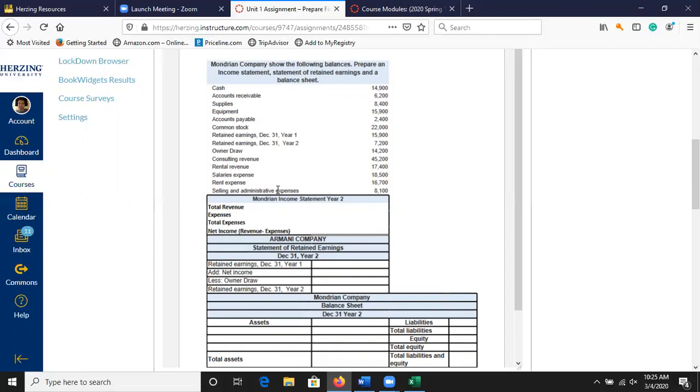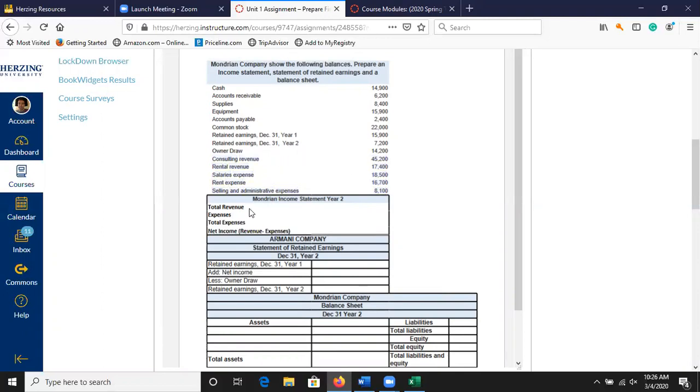Now, what this problem wants is it wants you to build the 3 financial statements. The income statement. Income statement shows you a company's net income. Net income is revenue minus expenses. Okay? So on the income statement, you should only put revenue accounts and expense accounts. I don't want to see any other type of accounts there because they wouldn't belong.